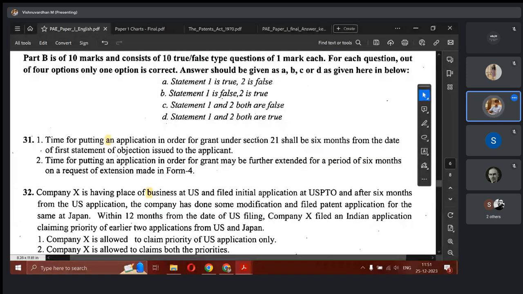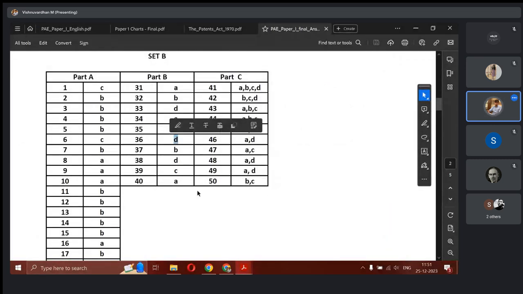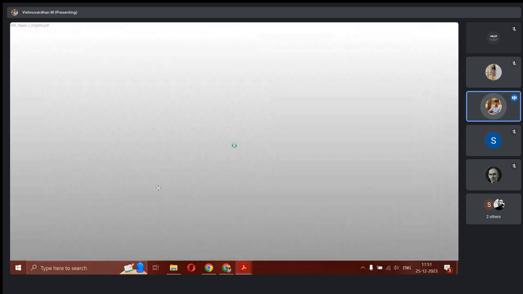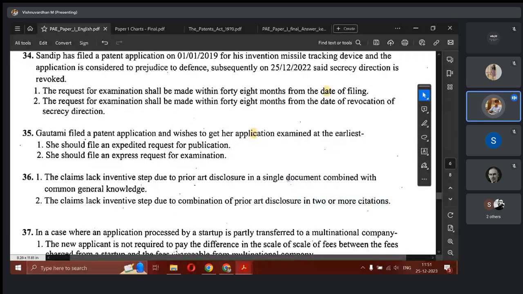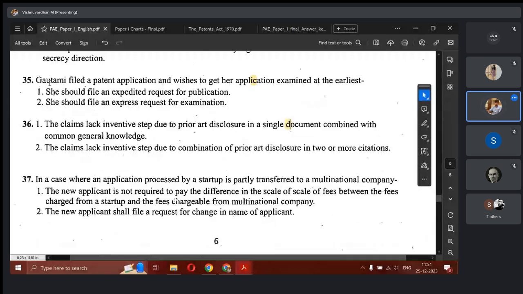36 has to be D, and I'm pretty sure the patent office has to agree on this. 36 is D. Thank God. Cool. So where is D here? So I'll mark D here. Cool. Then 37. Where is it?